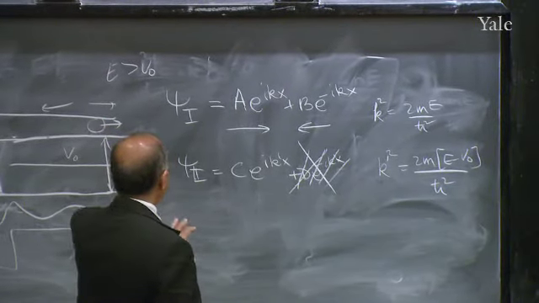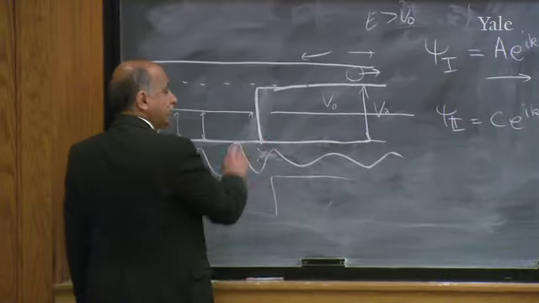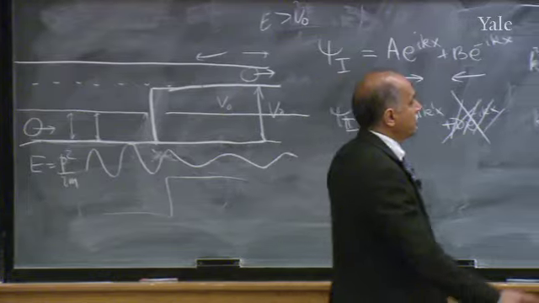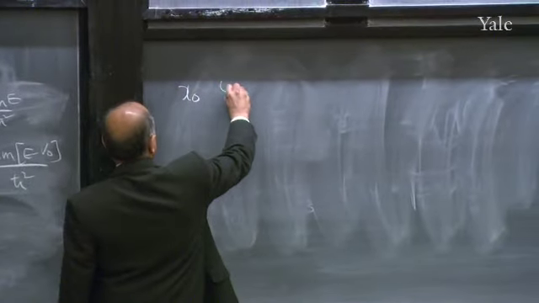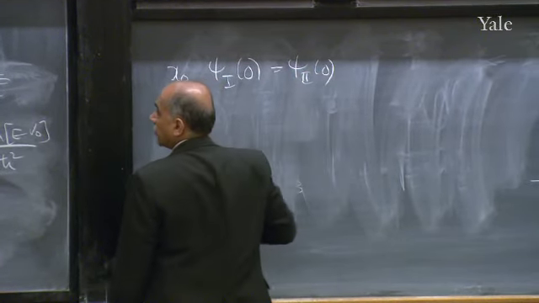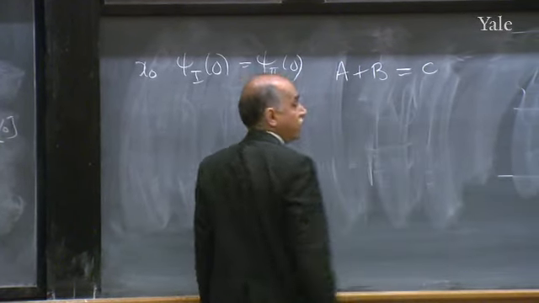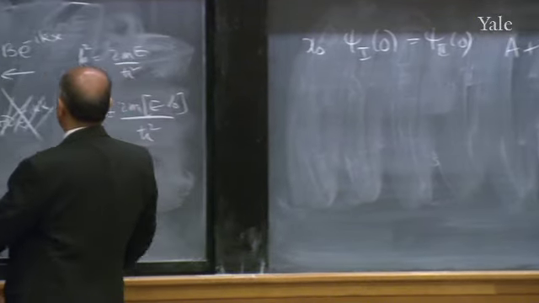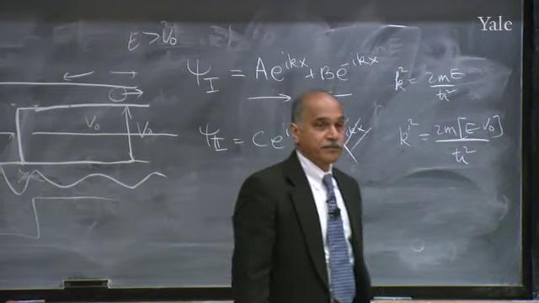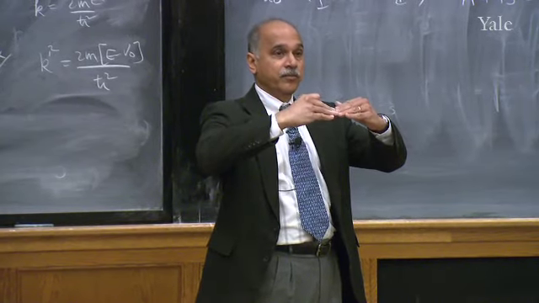Very good. So now I have the following condition. At the interface where the two regions meet, the psi must match from the left and from the right. So at x equal to 0, psi 1 at 0 should be the same as psi 2 at 0. That will tell me that a plus b equals c, because if you put x equal to 0, all the exponentials become 1, and a plus b must be equal to c. There's a condition that if you come from the two sides, the wave function has to match.